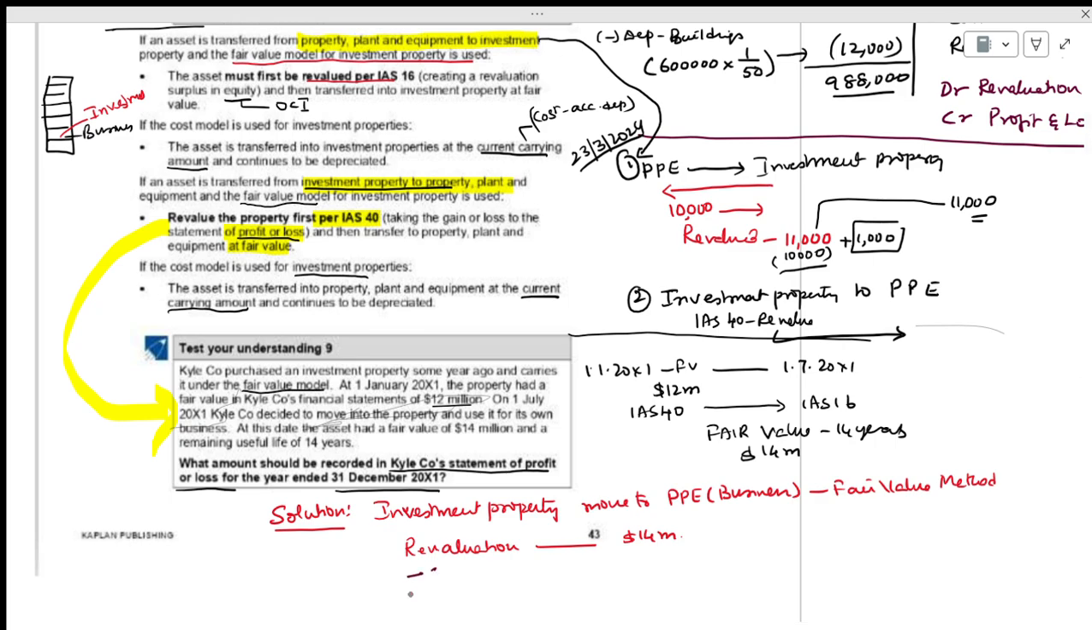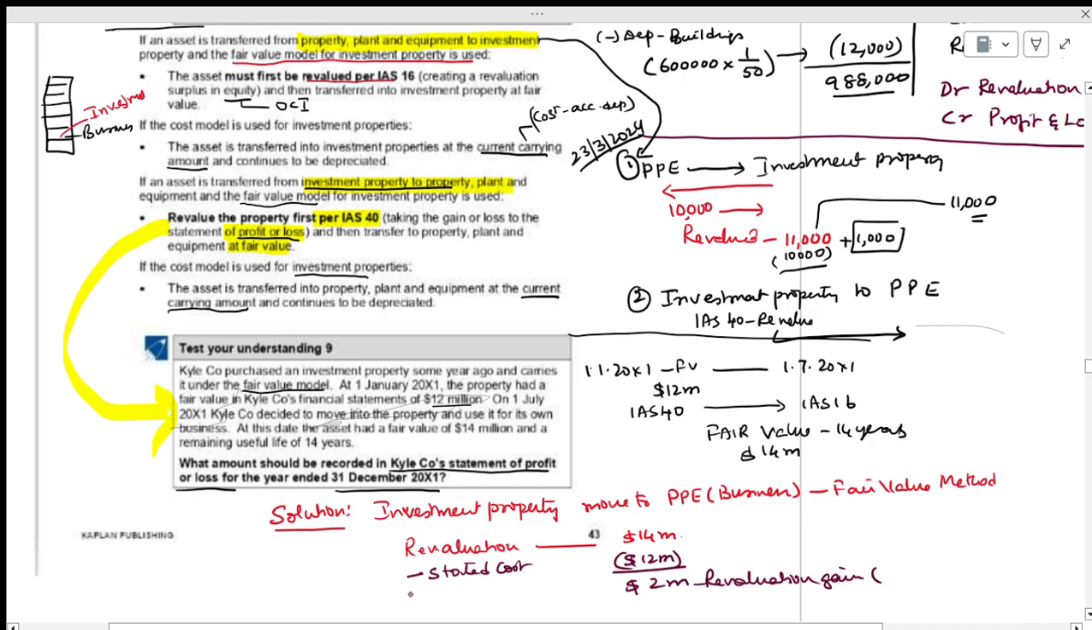As on date, stated cost is how much? Stated cost is 12 million. Revaluation gain will be how much? This is the revaluation gain. We are going to take it where? We are going to take it to the profit or loss account.